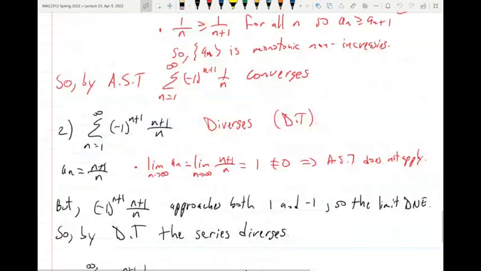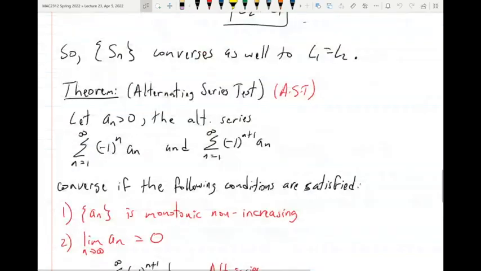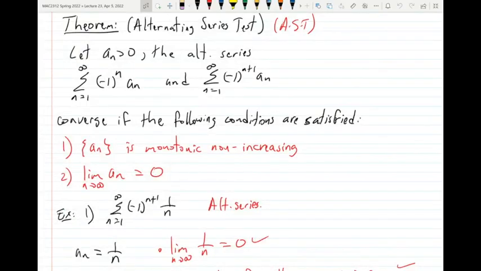So if you have a problem in which you need to determine whether you can use the alternating series test or not, check that these two conditions are satisfied. If one of these conditions is violated, then you cannot use the alternating series test. You need to do something else. Now we know that if number 2 fails, then you can deduce divergence, because the divergence test is going to tell you that it will diverge.